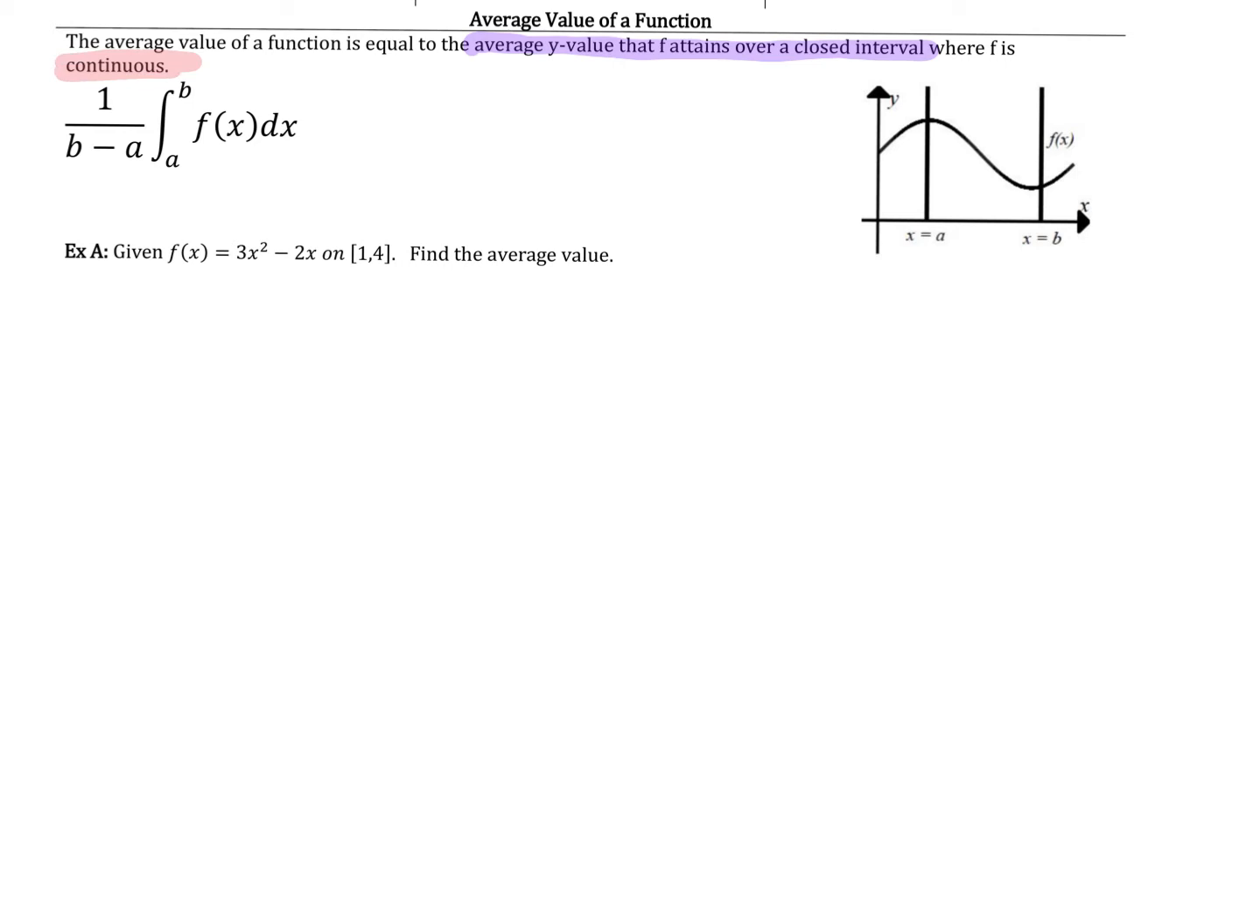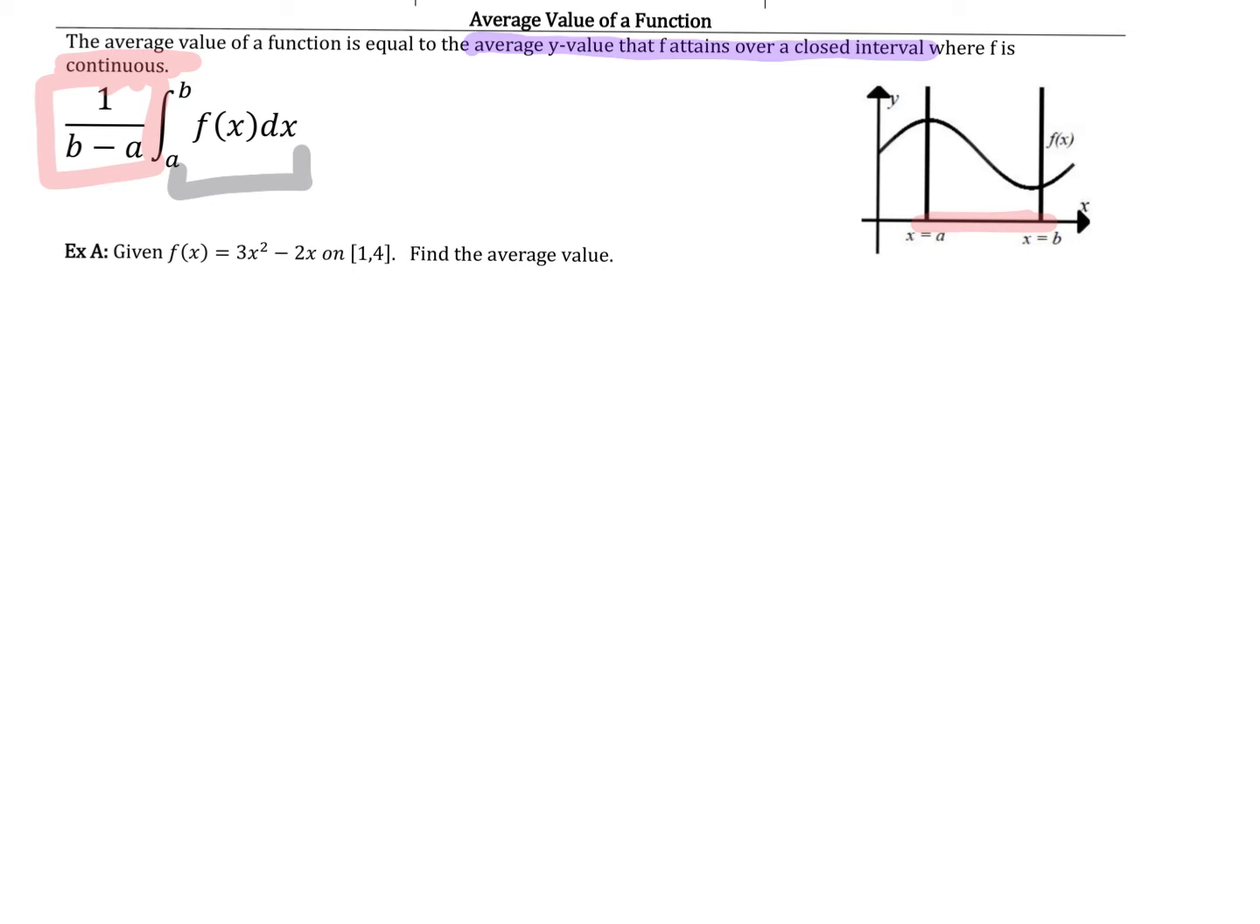To find the average value, really what you're doing is multiplying. If you think about average as the mean back in lower level math classes, you're going to multiply 1 over the length of the interval, so 1 over b minus a, by the area under the curve, the integral from a to b of f of x dx. So you're finding the whole area and multiplying it by 1 over the top bound minus the bottom bound. This is the formula you're going to use to find the average value of a function.